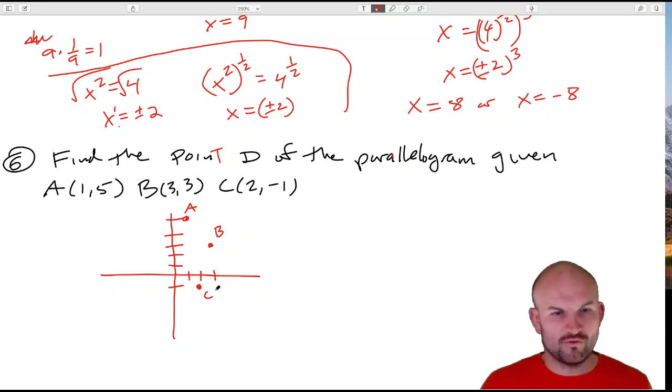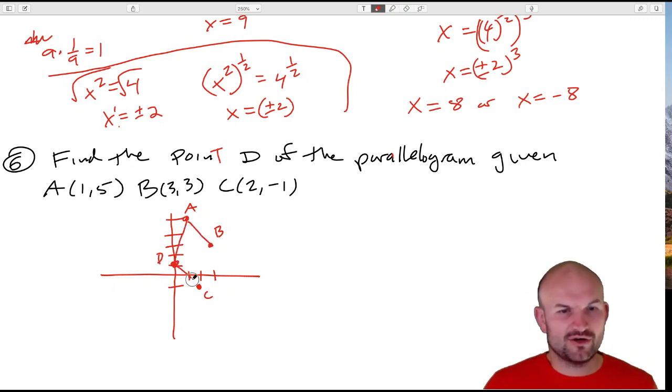Well, it looks like it's over 1, up 1, 2, 3, 4. Okay? So then to go from A to D, I could go down 4, so 1, 2, 3, 4, to the left 1. And my graph is not going to be perfect, but I could always go ahead and confirm it.